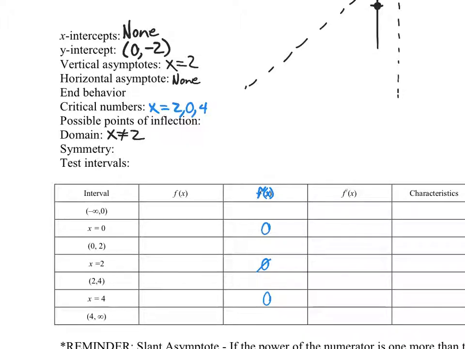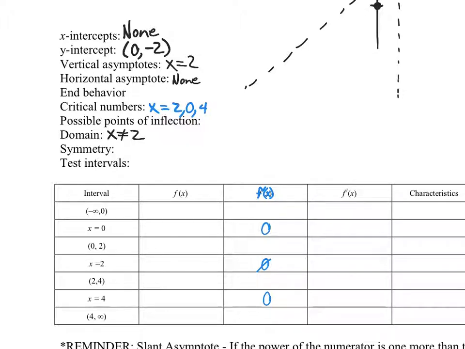However, 0 won't make that 0 or undefined. That's the only possible one. However, we know there's already an asymptote there. So what does that mean? There are no points of inflection here, because the only number that we get from our second derivative is already an asymptote.